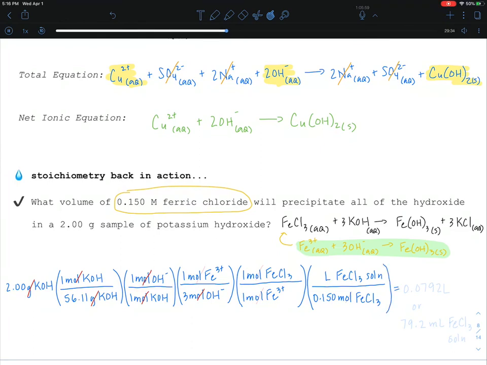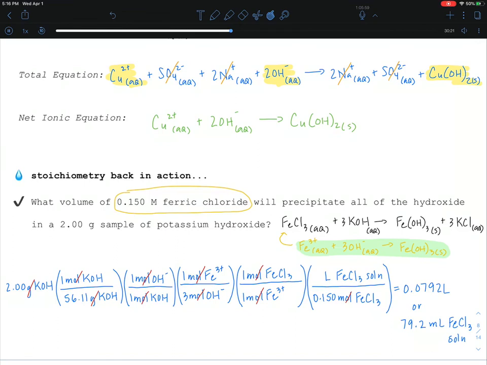If you do this out, go back over here, moles of the ferric ion are going to go away, moles of the salt are going to go away, and I'm left with just the volume of the ferric chloride solution that I need to precipitate the hydroxide anion. And it's going to work out to be 0.0792 liters, or more conveniently, 79.2 milliliters, and that will be ferric chloride solution with that particular concentration.